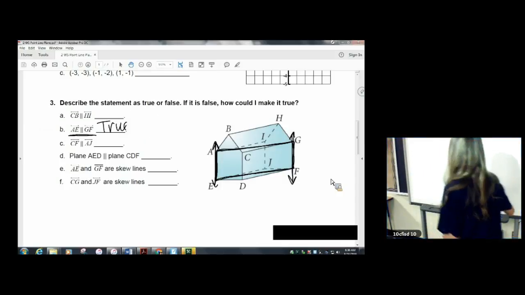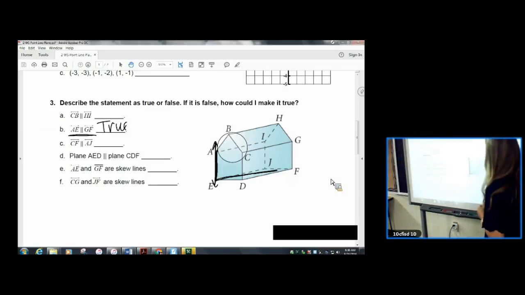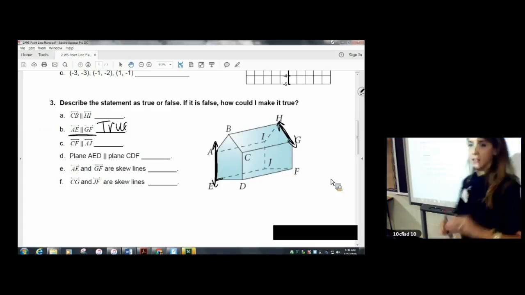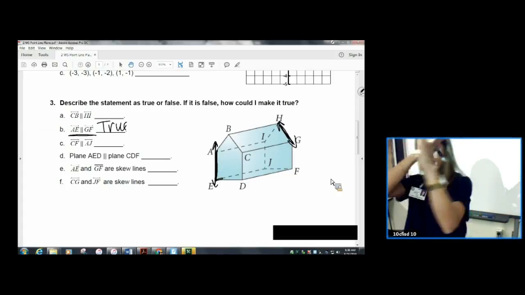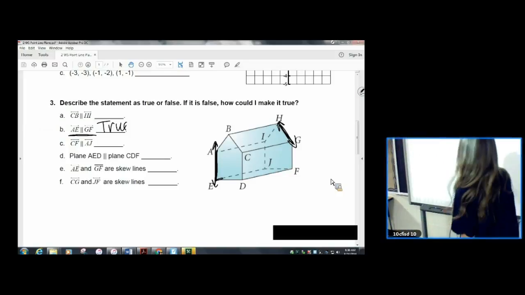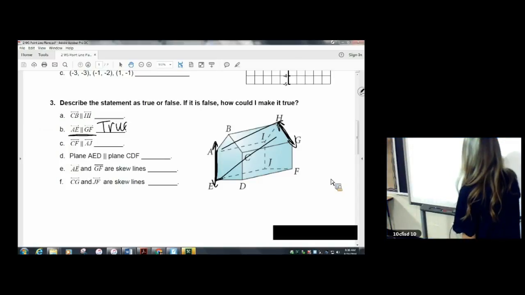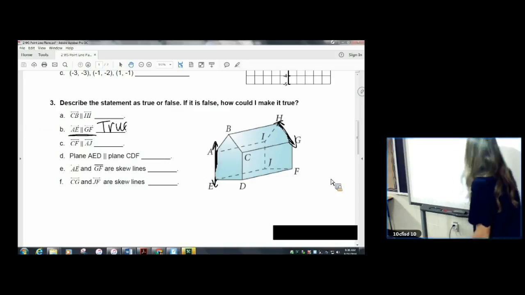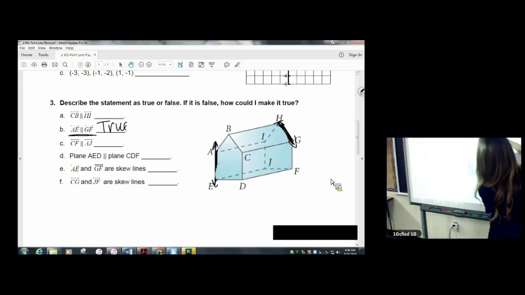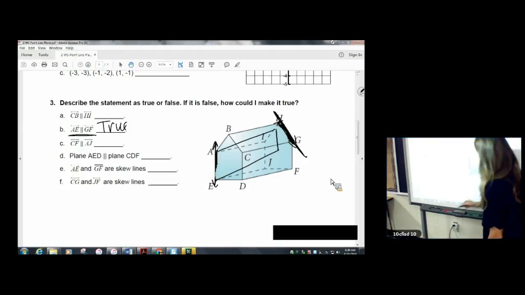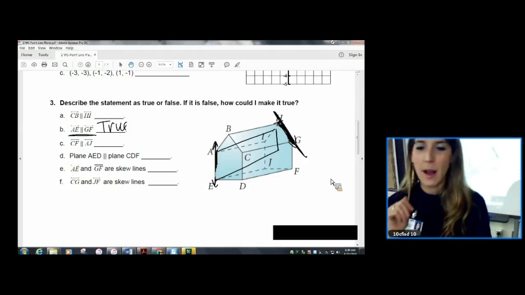Truth? Wow. Now, if I had been talking about AE and HG, like right there, one's going this way and one's going this way. Those are skew. Those are not going in the same direction. And guess what? I couldn't put a plane through it. I promise. That almost looks like I could. But they are in totally different orientations, and therefore I could not put a plane through it. It would have to be going up and down for me to really put a plane through it. But it's going this way. So that plane would have to bend for me to grab it.